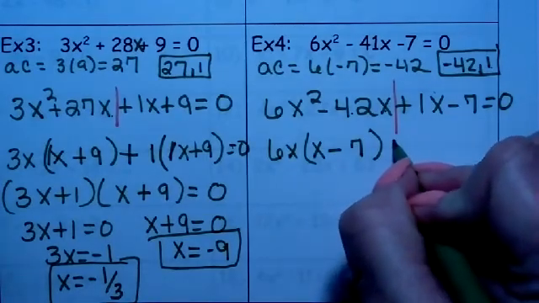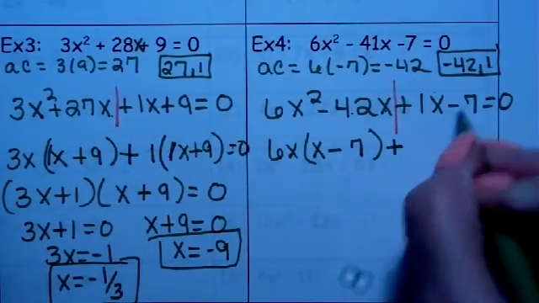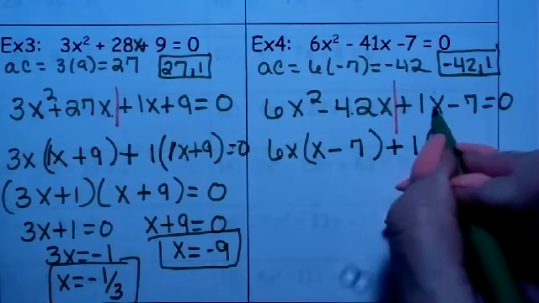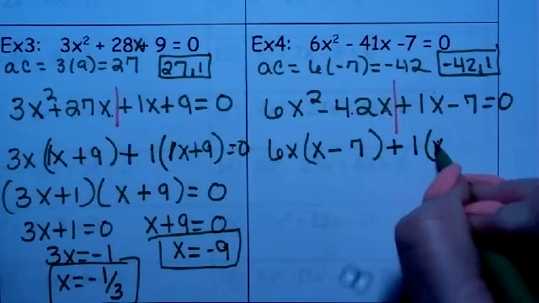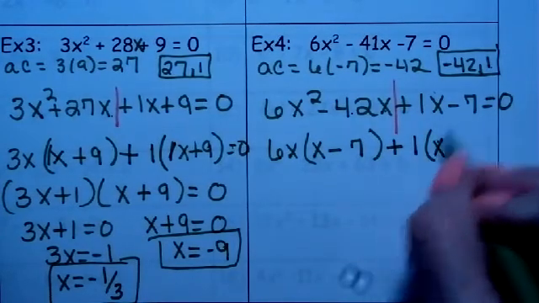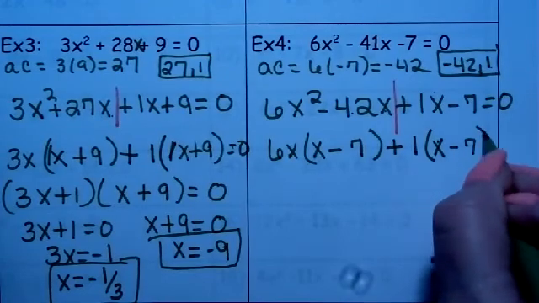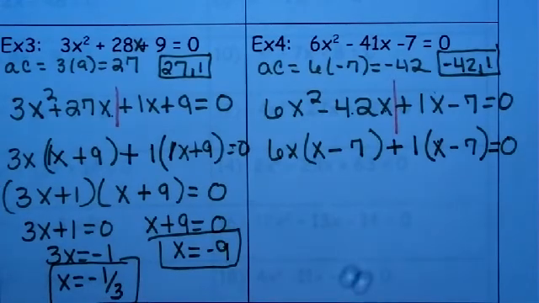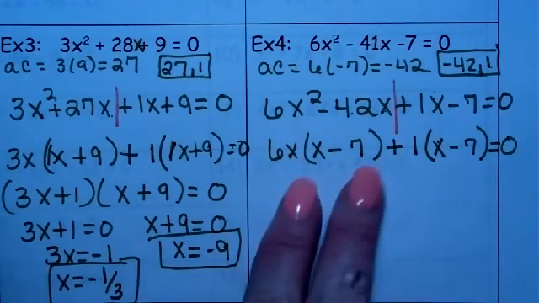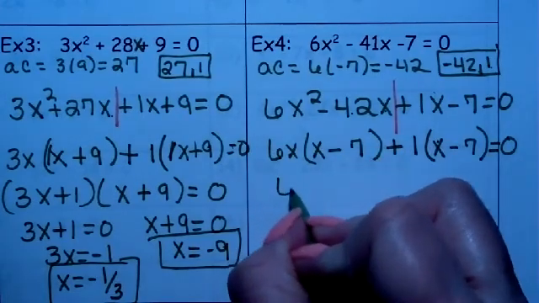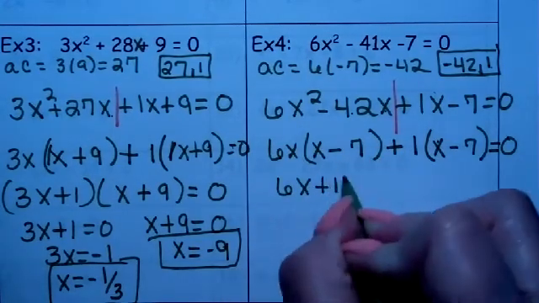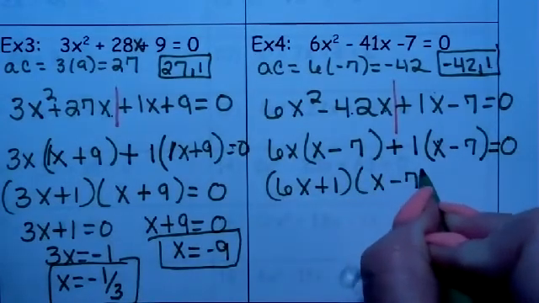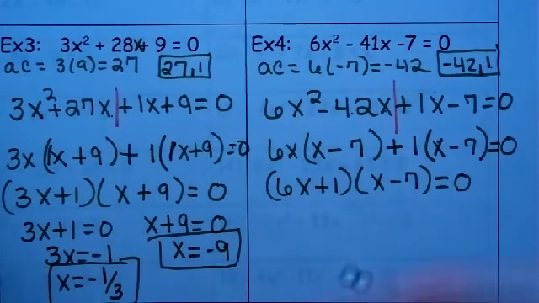Over here, I'm bringing down my plus. My GCF here is 1. Well, 1 times x is 1x. 1 times negative 7 or minus 7 gives me that negative 7 equal to 0. Now, pull our GCFs together to make a binomial, 6x plus 1. My other binomial is x minus 7, just like that.